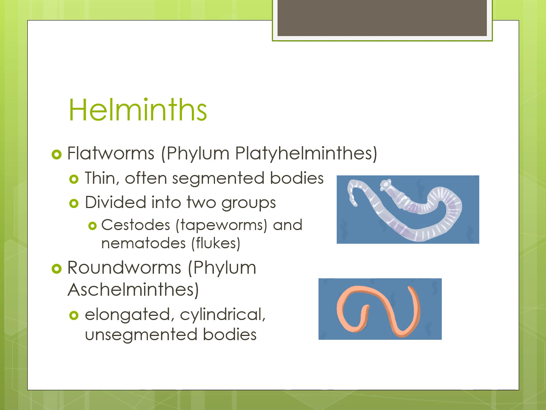From there, we've got our other classification of helminth, and that is roundworms. There's their phylum. You don't have to know it, but it's interesting that it's there. These guys are going to be the little death strings, if you want to think of them that way. They're elongated, cylindrical, unsegmented. They're very classically worm-like, if you want to think of them that way. So round and worm. Roundworms, yes.